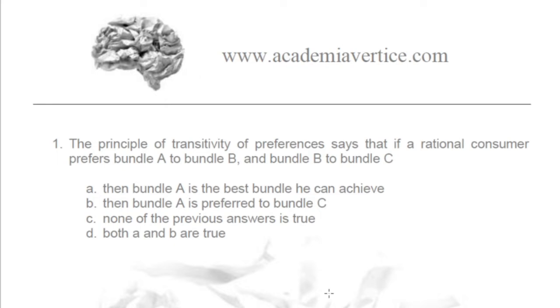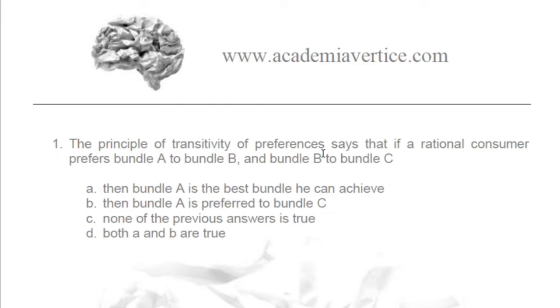Well, we will begin with the first unit: consumers' behavior, utility maximization problem, how the consumer demands goods, and so on. The first question is the principle of transitivity of preferences. It says that if a rational consumer prefers bundle A to bundle B and bundle B to bundle C, then bundle A is the best bundle he can achieve? No. Bundle A is preferred to bundle C. That's what the principle of transitivity tells us.